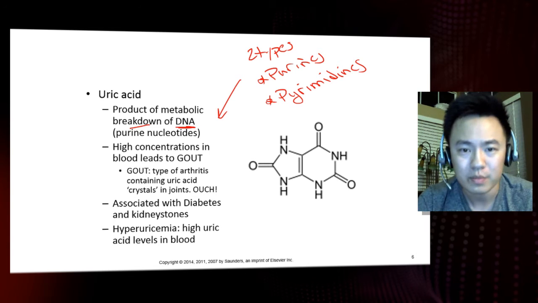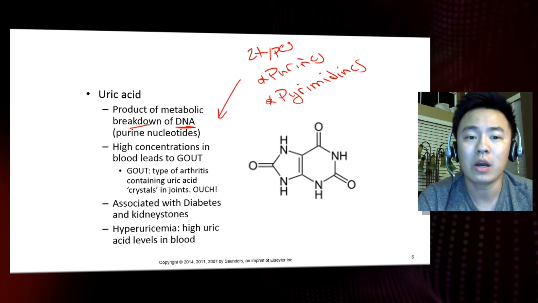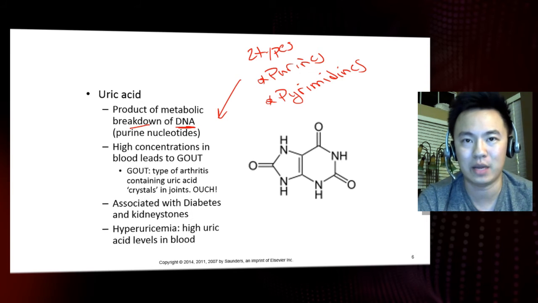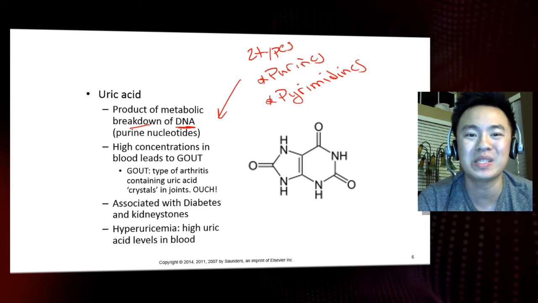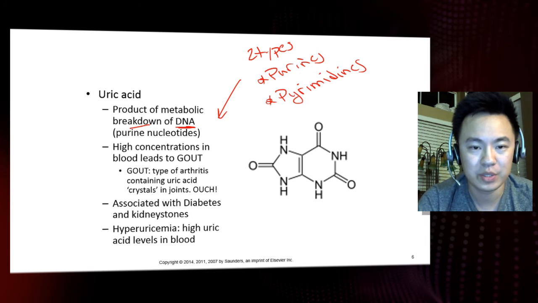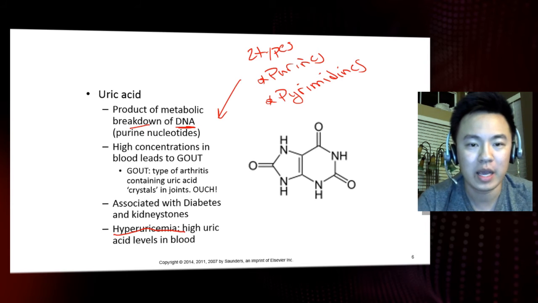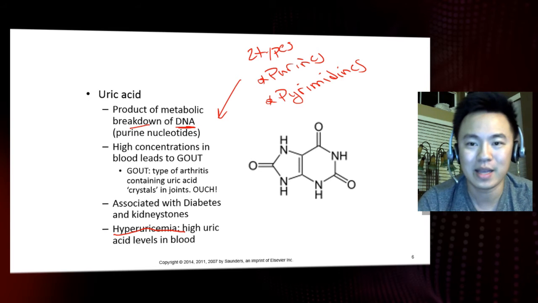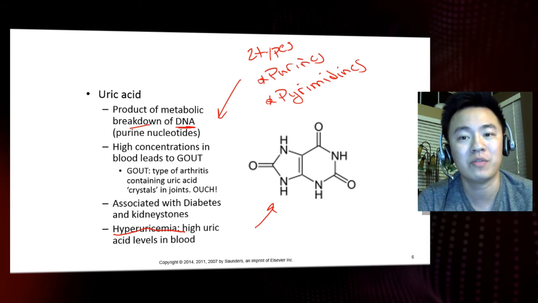pain there. Now, these are associated with diabetes and kidney stones, and the condition of having high uric acid levels in the blood is known as hyperuricemia. Hyperuricemia is spelled right over here. Hyperuricemia. On the right hand side is yet another molecular structure of uric acid.